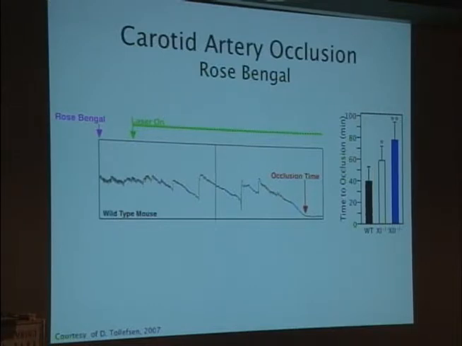And here also, we saw that 11 deficient mice had a consistently longer time to occlusion than wild-type mice, and 12 deficient mice even further prolongation than the wild-type mice, or the 11 deficient mice. So it's not clear to us at all why the 12 deficiency has a more pronounced effect in these models. It's consistent in mice. We're not sure what's going on.